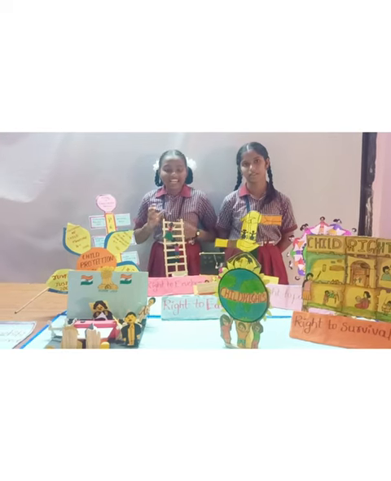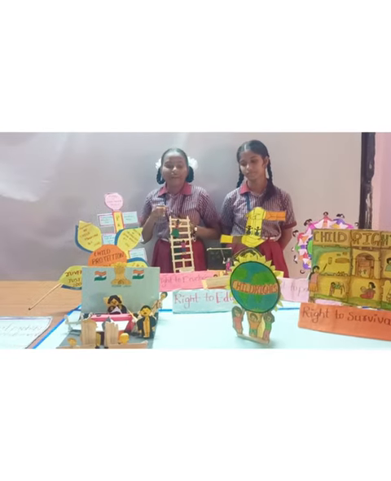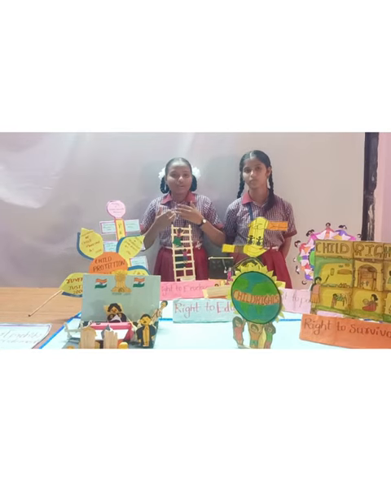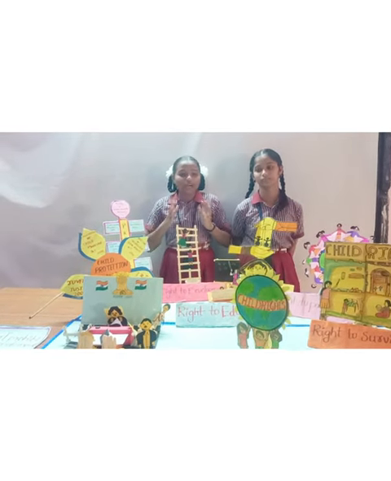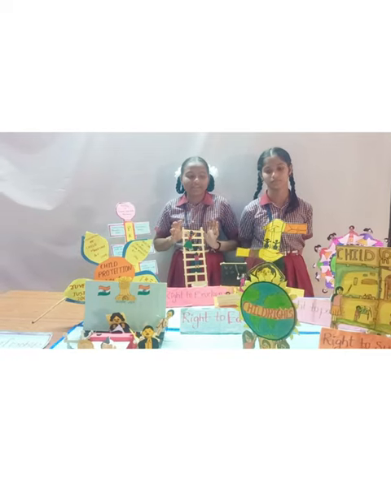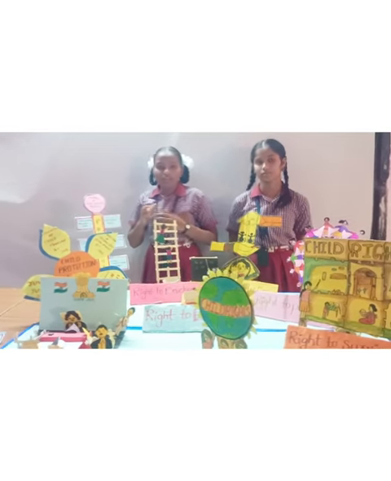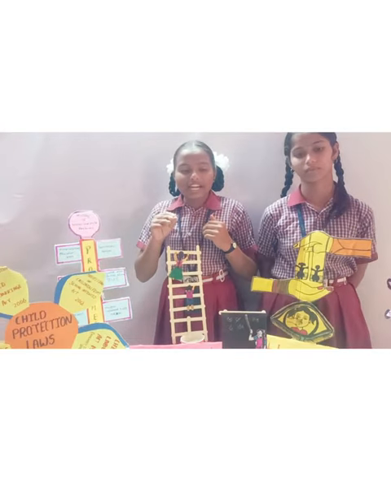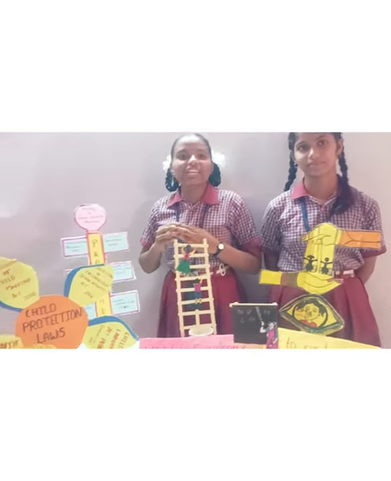The idea of child rights came from France, because at that time many children were working in factories and industries, and that was the start of the loss of child rights. After that, the UNO was formed in 1945, but these rights were adopted in 1989.